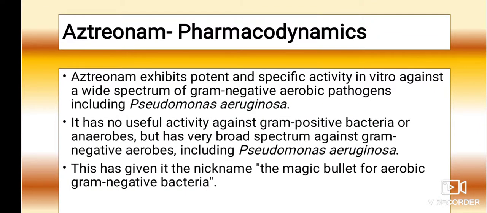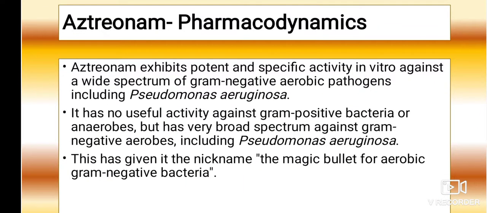So, pharmacodynamic parameters: aztreonam exhibits potent and specific activity in vitro against a wide spectrum of gram-negative aerobic pathogens, including Pseudomonas aeruginosa. Specifically, if there is a question on the species against which aztreonam is active, then you have to write that aztreonam is active against gram-negative aerobic pathogens including Pseudomonas aeruginosa.